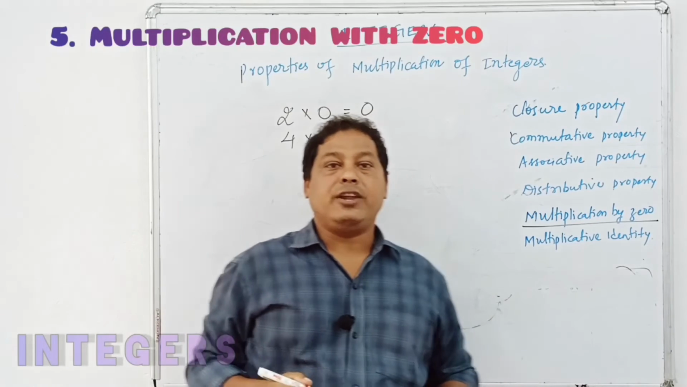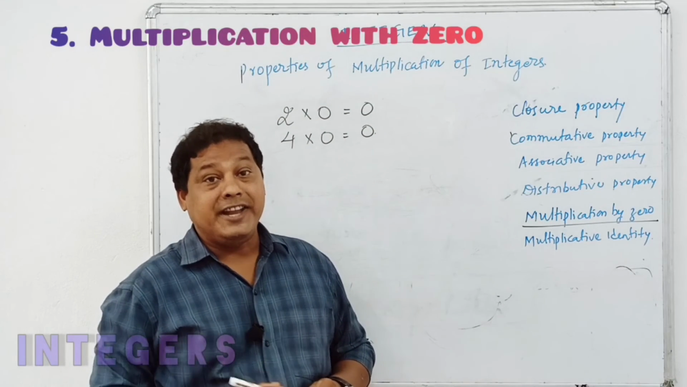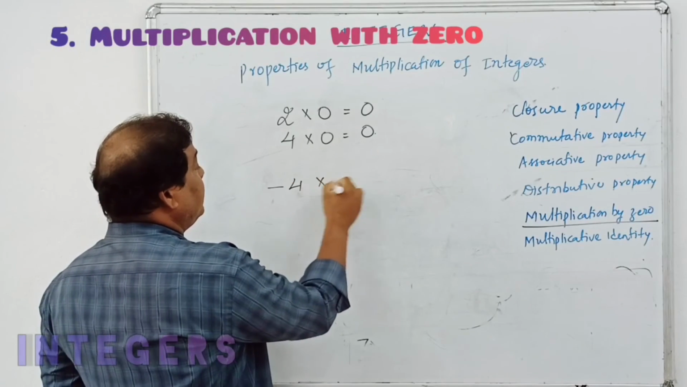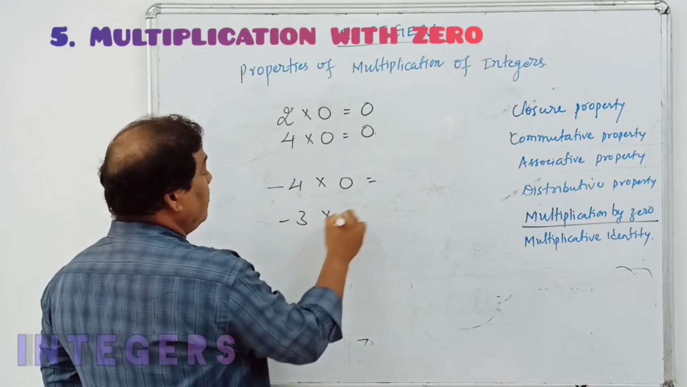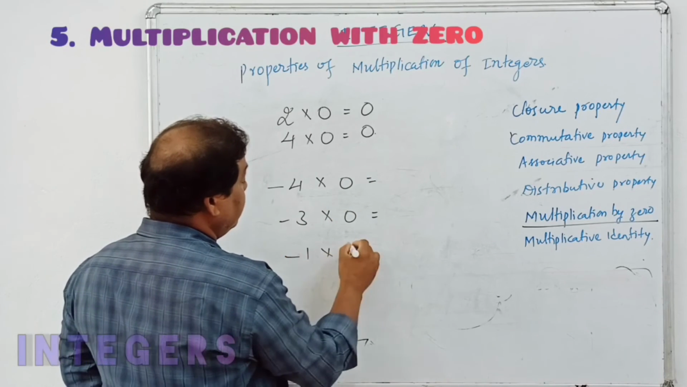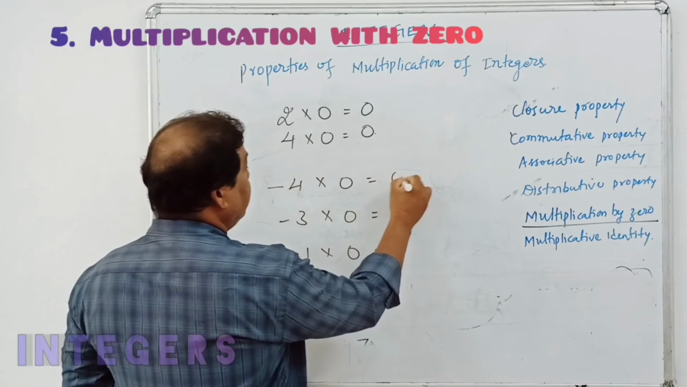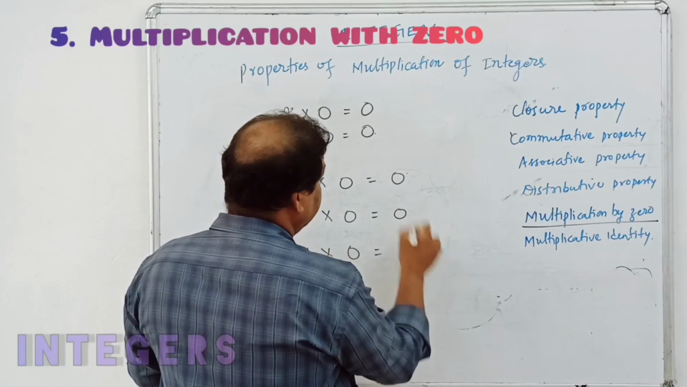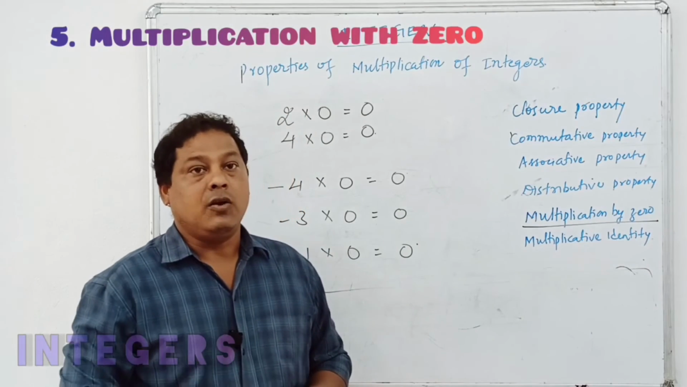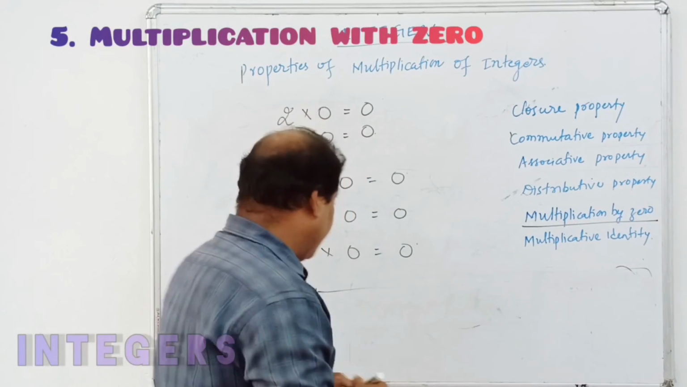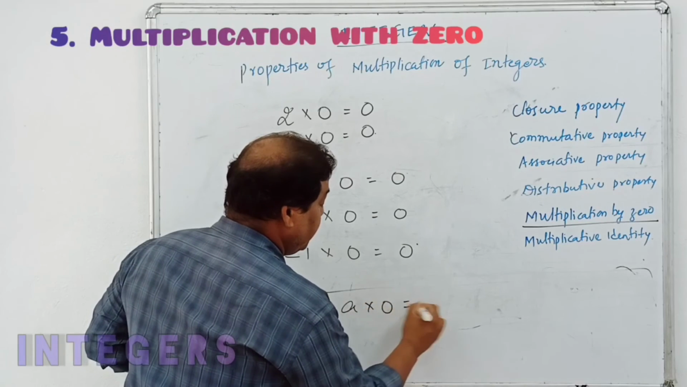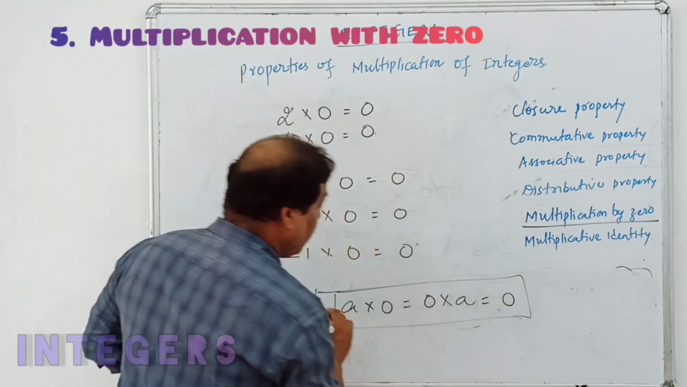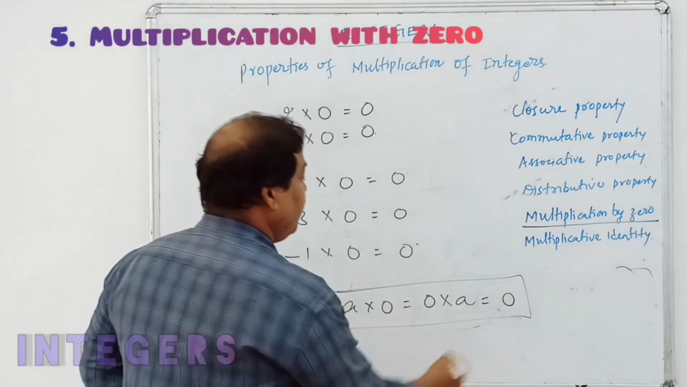Now you can observe the following products of negative integers with 0. Minus 4, minus 3, minus 1 are negative integers multiplied with 0. So the result will be 0. Minus 3 into 0 means that is 0. Minus 1 multiplied with 0 means that is 0. In general, we can say that for any integer A, we can write A into 0 is equal to 0 into A, and it will be 0. Means if you multiply 0 with any integer, the result will be 0.